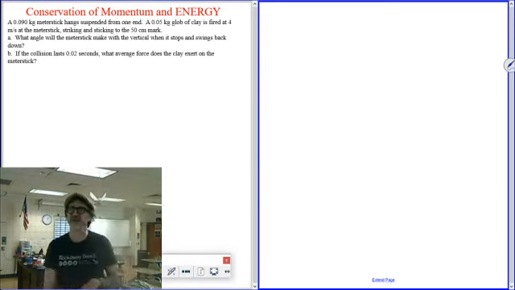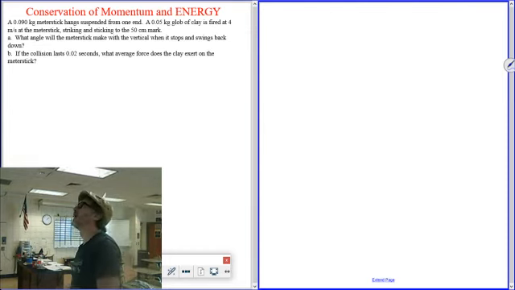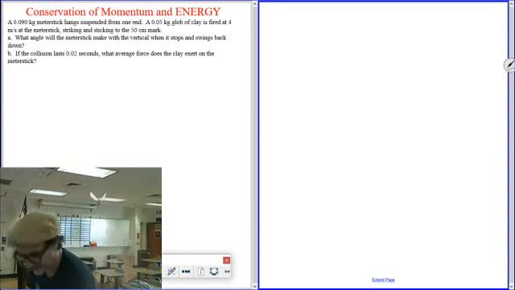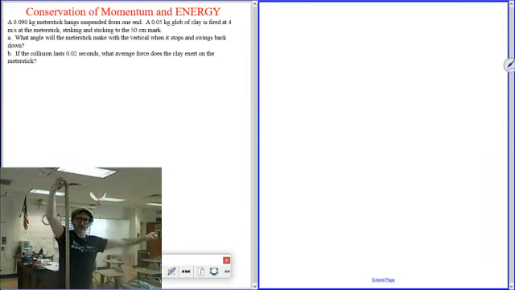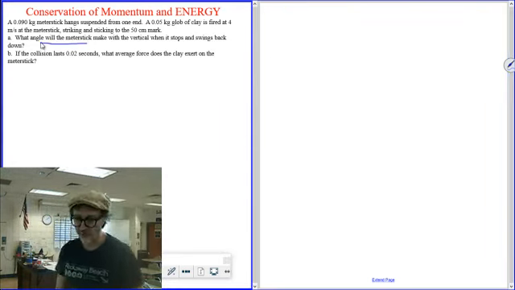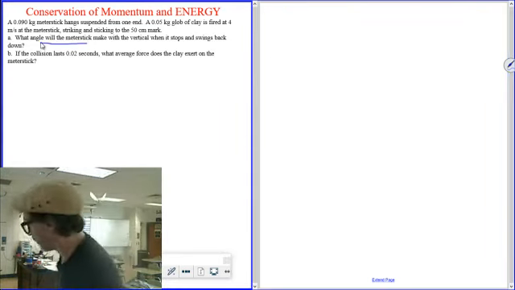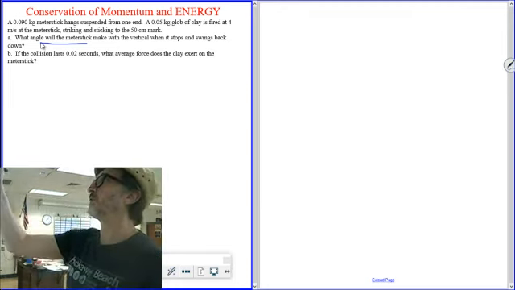All right? So we're going to go back to that meter stick that we had in the last example, all right? It's going to be suspended from one end, and then we've got a glob of clay that's going to get fired at it, okay? Here's our meter stick. Glob of clay is going to get fired, sticks to the meter stick and causes it to swing, all right? And we're trying to figure out what angle the meter stick will make with the vertical when it stops and swings back down, all right?